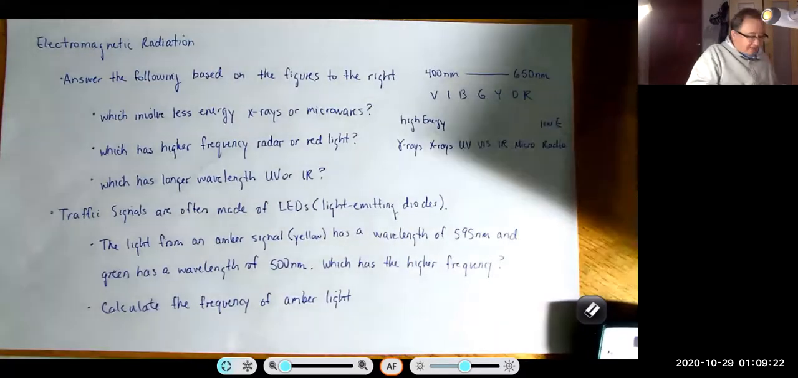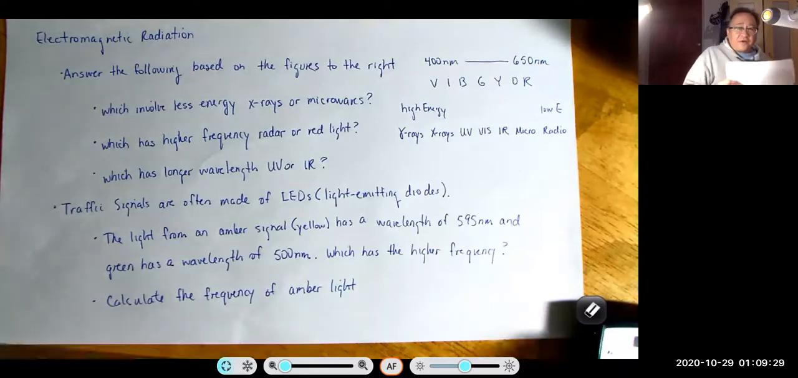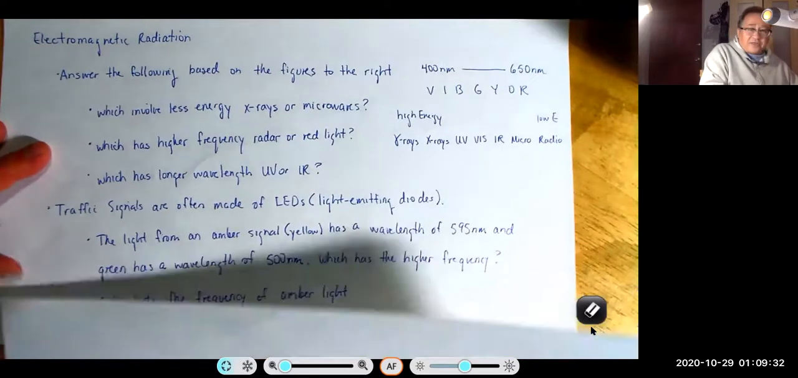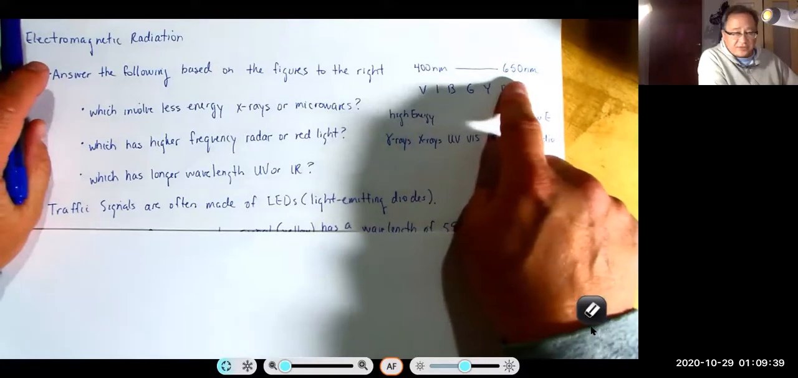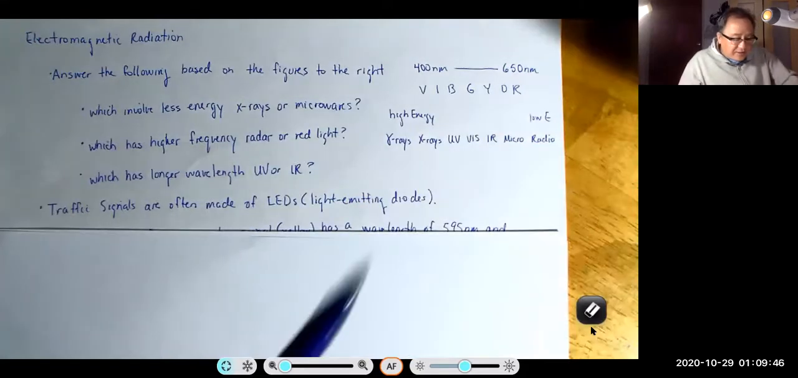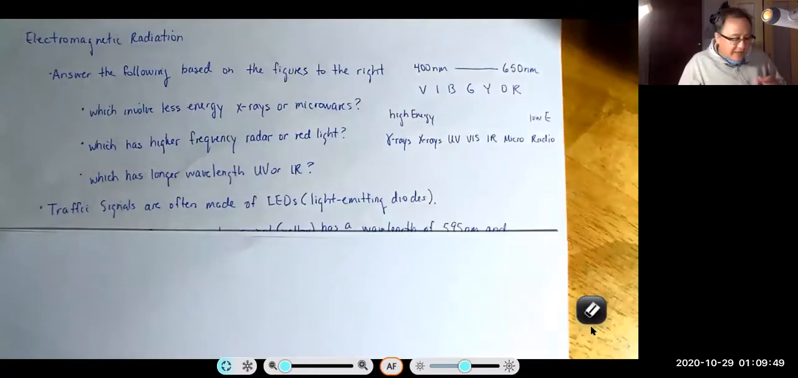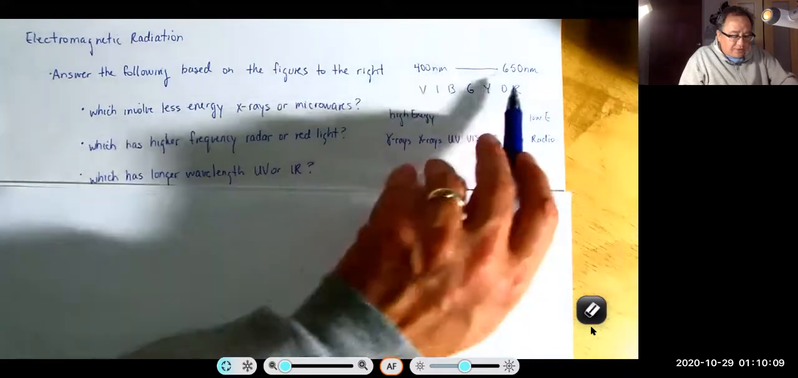And let's take a look at the following question. Electromagnetic radiation. Answer the following based on the figures to the right. So here we have visible light, which goes from 400 nanometers to 650 nanometers. And these letters, VIBGYOR, stand for the colors that you see for these particular wavelengths. It doesn't give you specific wavelengths, but it gives you an idea. So V stands for violet, I for indigo, B for blue, G for green, Y for yellow, O for orange, and R for red. So these are the colors you expect to see from short wavelength to long wavelength.